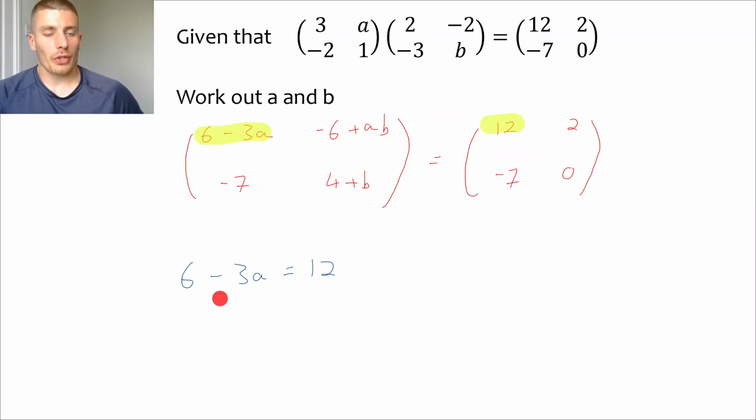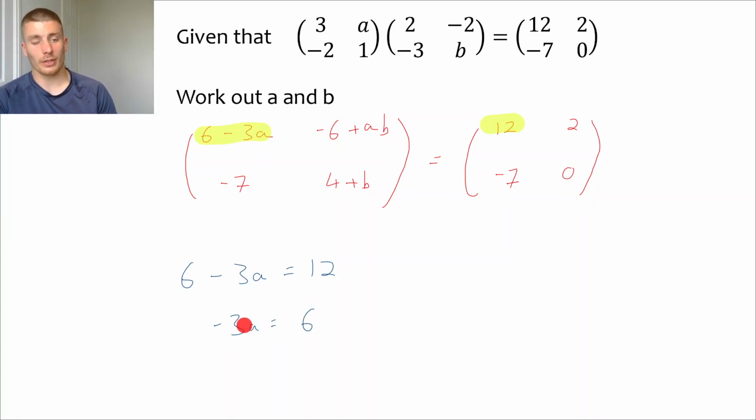Now, this is just an equation that I've got to solve for A, so I want to get A on its own. Let's take away the 6 onto this side, which leaves us with minus 3A being equal to 12 take away 6, which gives you 6. Minus 3 times something gives you 6, or you can do 6 divided by negative 3, which is minus 2. So A is equal to negative 2, and this is our first solution. So you found the value of A, which is really good.